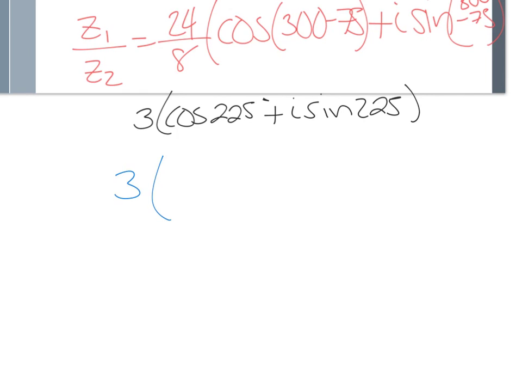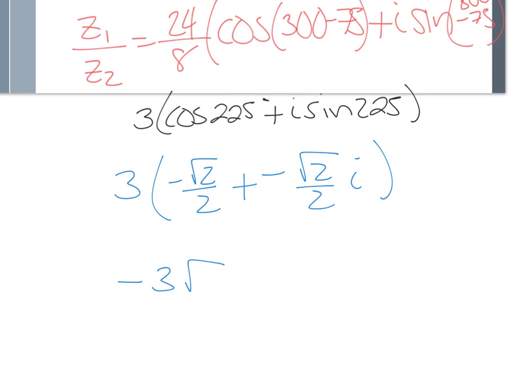That puts us in quadrant 3. Cosine is negative, radical 2 over 2. Plus sine's also negative, radical 2 over 2i. Go ahead, distribute the 3. Negative 3 radical 2 over 2. It's always real plus imaginary, so make sure that you break it up. Minus 3 radical 2 over 2i.